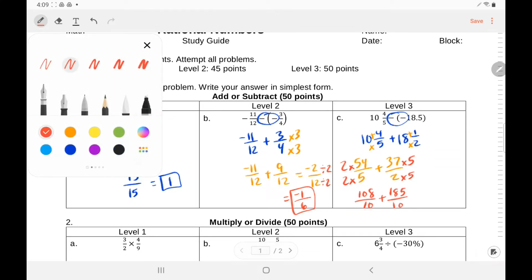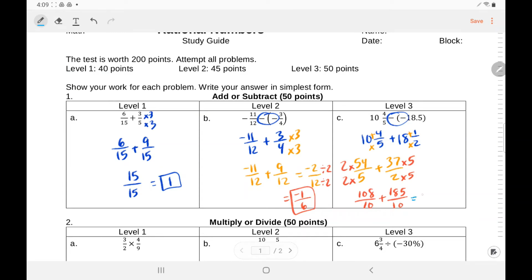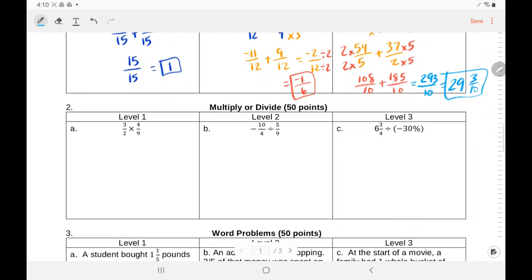And now we can add the two fractions together because they have the same denominator. 108 plus 185 is going to give us 293 over 10. And that's the same thing as 29 3/10. And we can't simplify 3/10 any further. 10 goes into 293 29 times. Okay, on to multiplying or dividing.